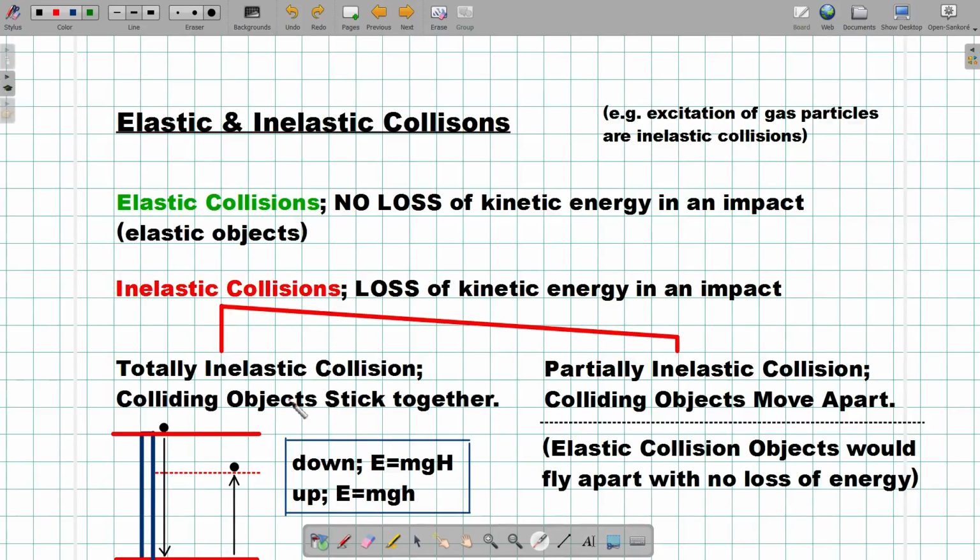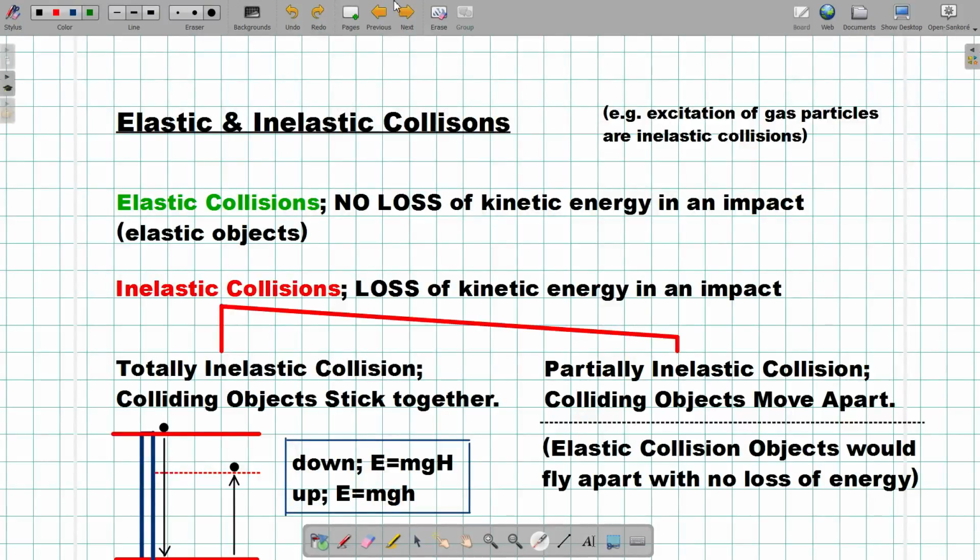So this is when colliding objects stick together because there is a total loss of energy in the system. And a partially inelastic collision is when colliding objects move apart, so it's only partially inelastic. It's a slightly elastic collision. Just to help you understand that, in elastic collisions objects fly apart with no loss of energy. They bounce off each other with the same amount of kinetic energy they were coming at each other with.